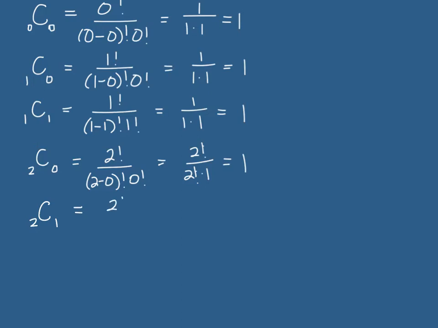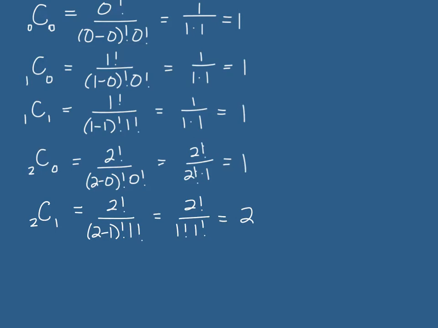So 2 factorial over 2 minus 1 factorial over 1 factorial. Now we have 2 factorial over 1 factorial and another 1 factorial. Now we have our very first time where we do not get 1 as an answer. We get 2.